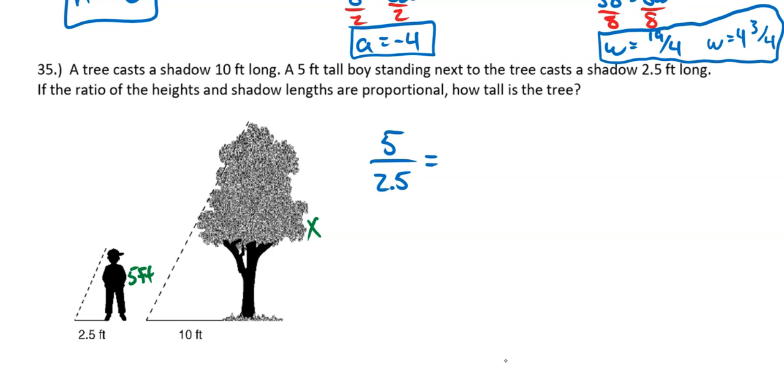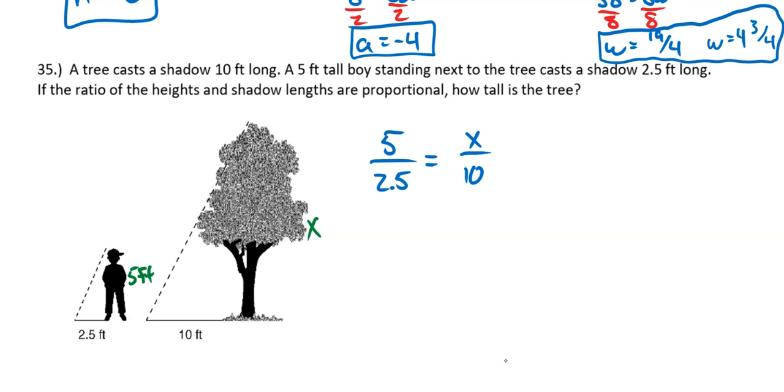But if I set up that first ratio as actual height to shadow length, well, this one's going to be actual height to shadow length. The actual height of the tree is the thing I don't know. It's X. The shadow length of the tree is 10. And so once again, when you're setting up proportions in these word problems, it's just important to make sure that each fraction matches in terms of the structure. If the first one was actual height over shadow, the next one has to be actual height over shadow.